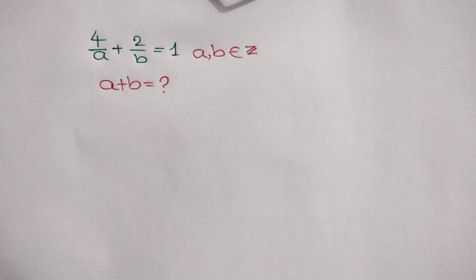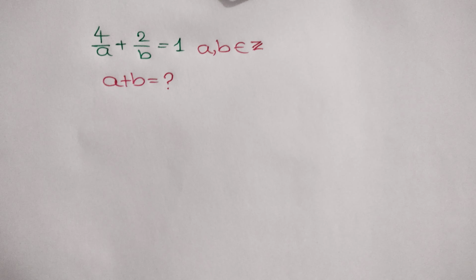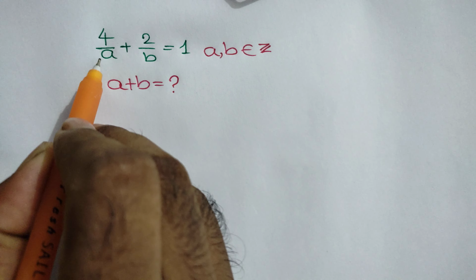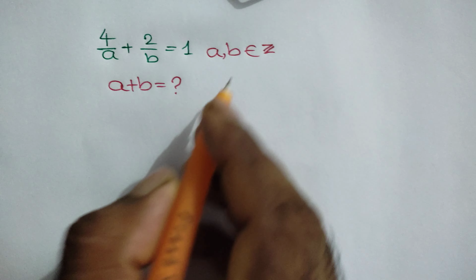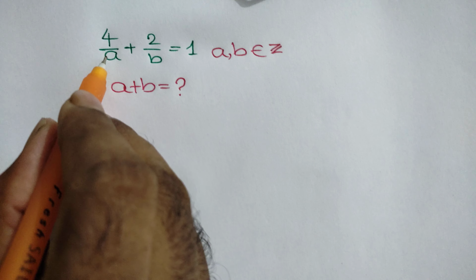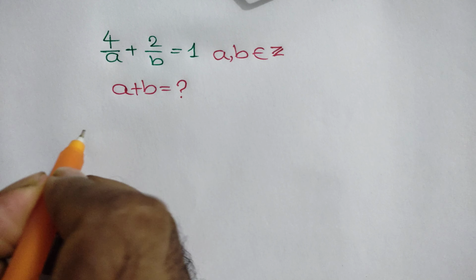Hi everyone, in this video I am going to show how to find the value of a plus b where 4 over a plus 2 over b is equal to 1 and a, b are integers. Okay, the question has given 4 over a plus 2 over b is equal to 1.